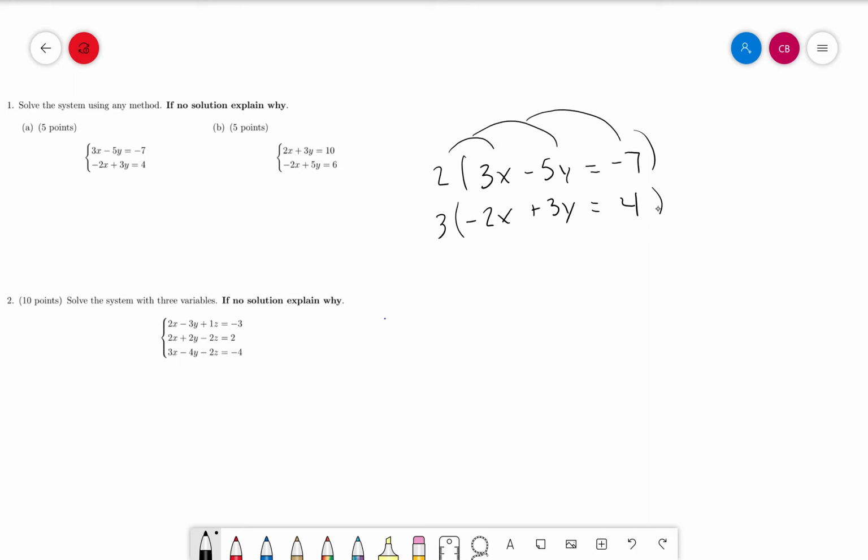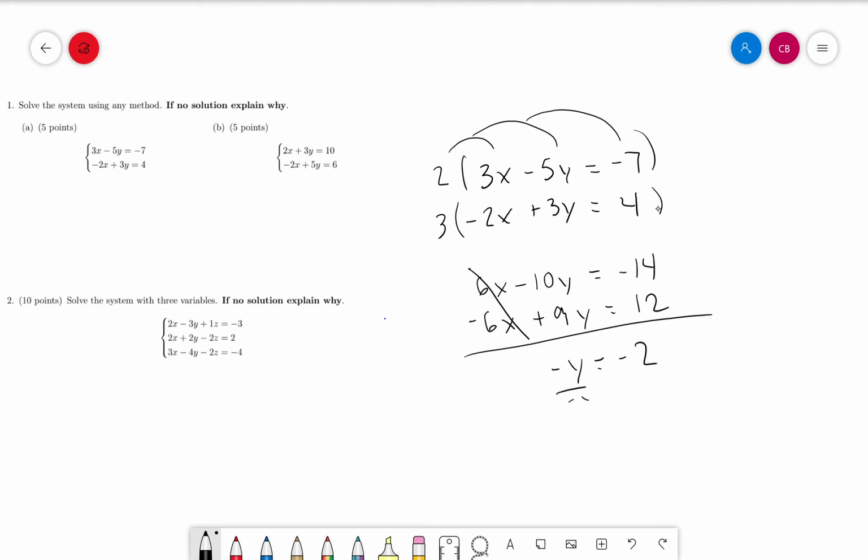Distribute the 2 to all of these, we get 6x minus 10y is equal to negative 14, and negative 6x plus 9y is equal to 12. Okay, so then this simplifies, this is gone, this is negative y is equal to negative 2, which divide by negative 1, we get y is equal to 2.